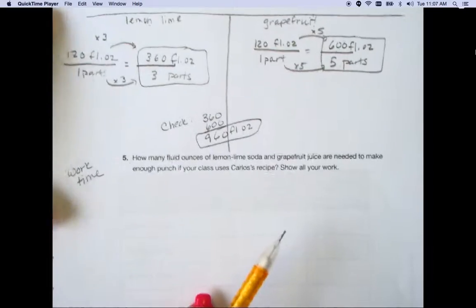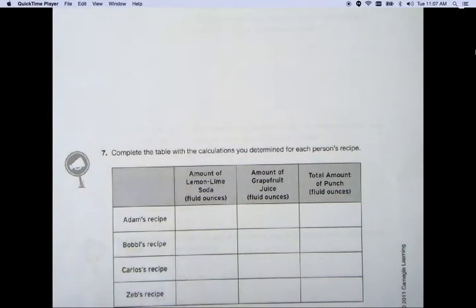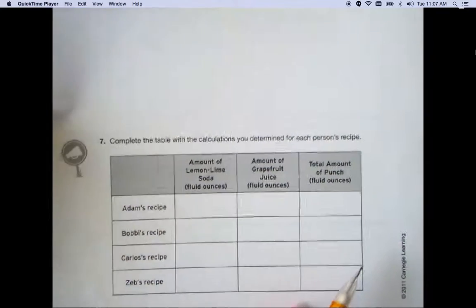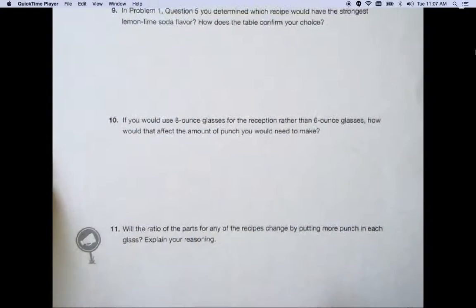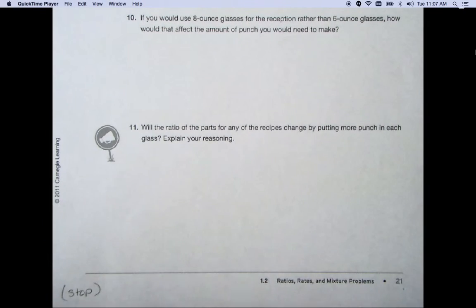Now I would like you to continue with problem 5 using Carlos's recipe, 6 using Zeb's recipe, and 7 you're going to be writing some of this into a table. When you get through problem 11, I would like you to stop, call me over to you, and then we will take a look at how you did, and then we'll get the homework for you.